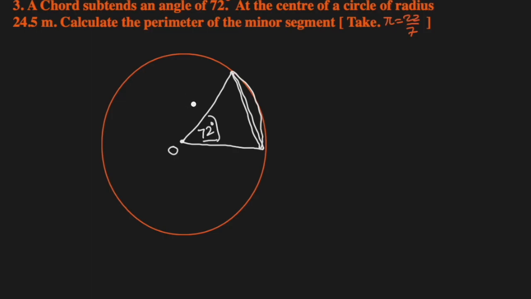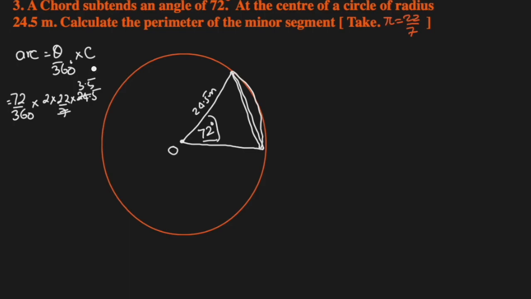Since this is 72 degrees and we know that the radius is 24.5, they've given meters. So let's find the arc first. It is easier to find. So arc length is always the angle divided by 360 degrees multiplied by the circumference. And that's what we're going to do here. 72 over 360 multiplied by circumference of a circle is 2 pi r. 2 pi they have given 22 over 7, and r is 24.5. And this cancels here. 3.5 here. 72 and this also cancel 5, and nothing else is cancelling.